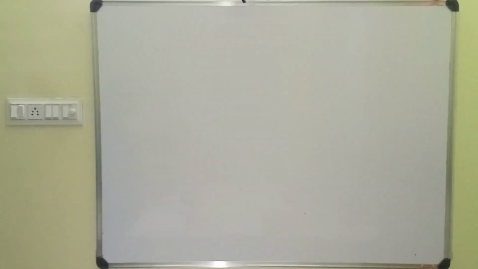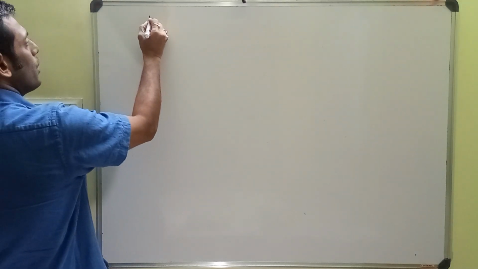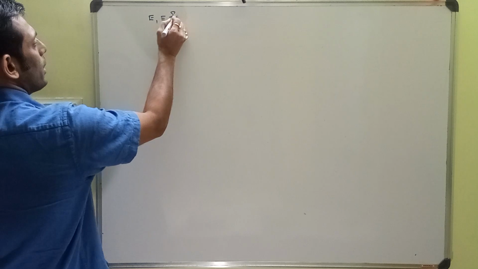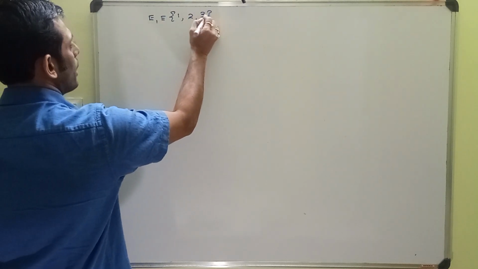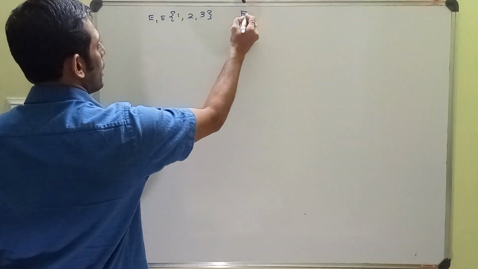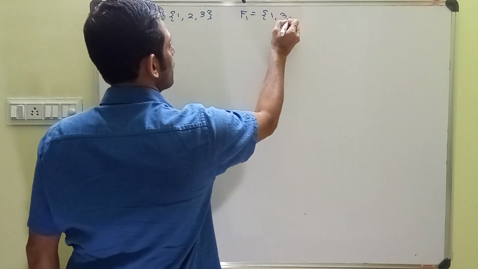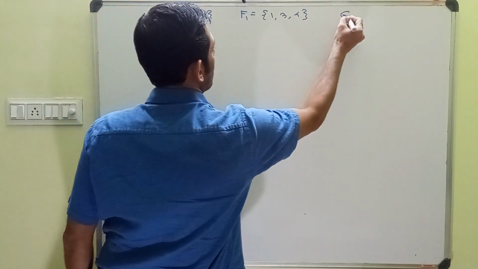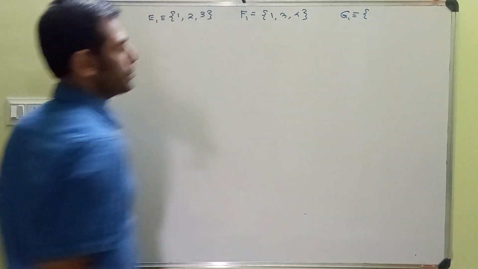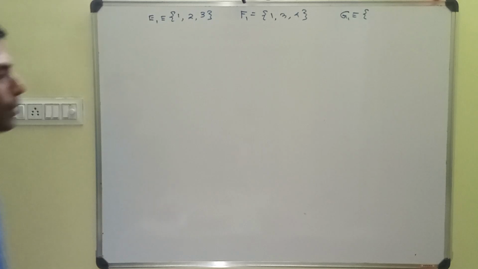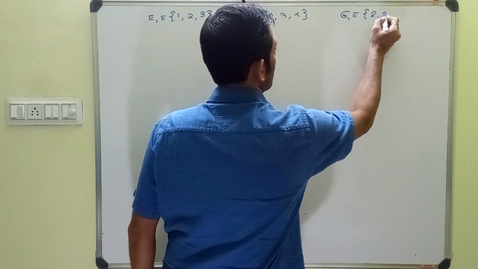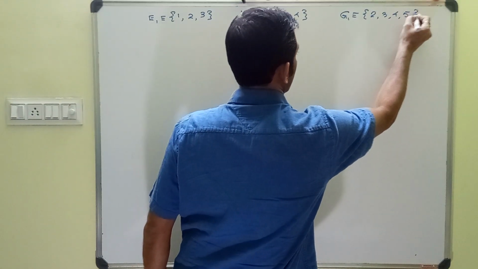See, the question says that there are three sets. E1 has 1, 2 and 3 as elements. F1 has 1, 3 and 4. And G1 has 2, 3, 4, 5.